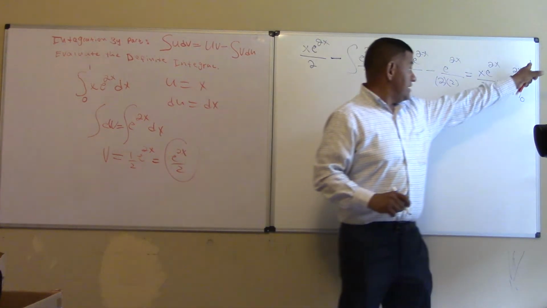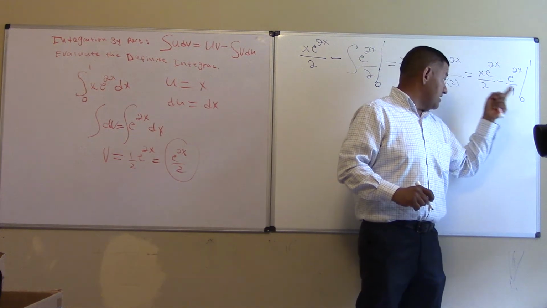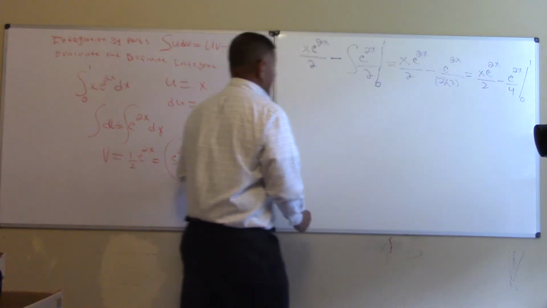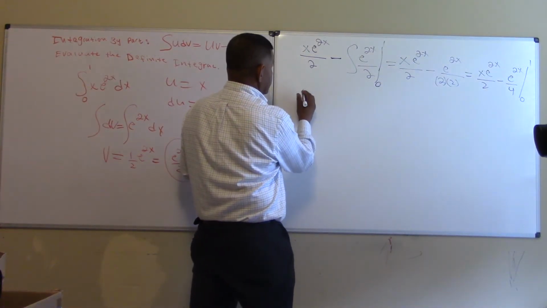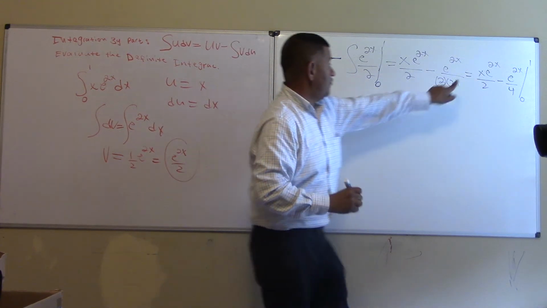I call it the bottom point and then the top point. Top minus bottom. That's what I call it, to help me out. So I'm plugging in 1 for x, for this x.